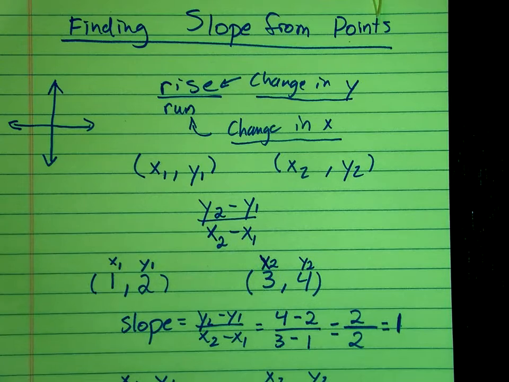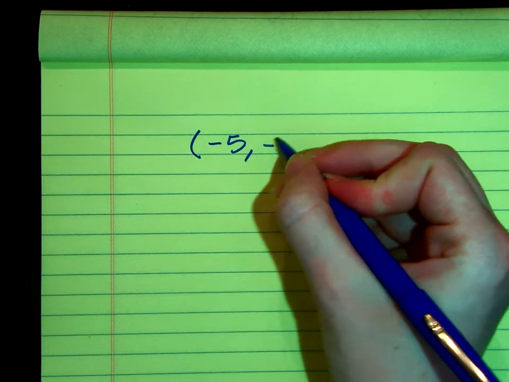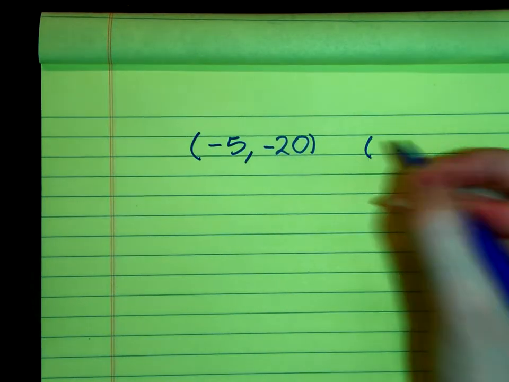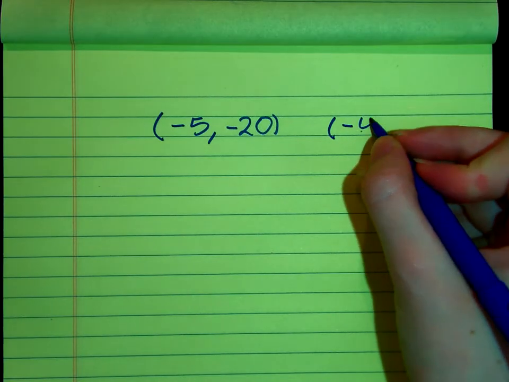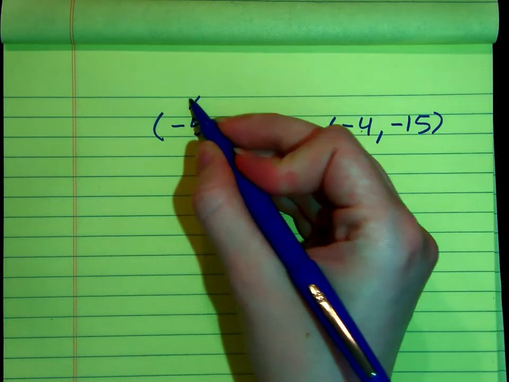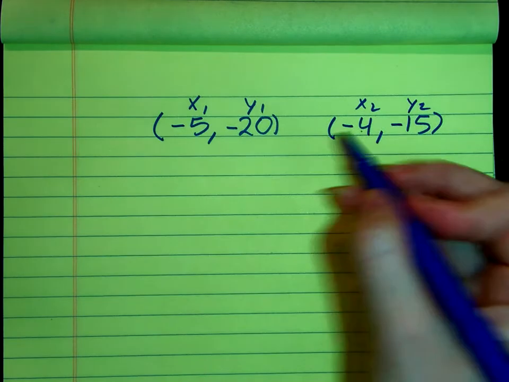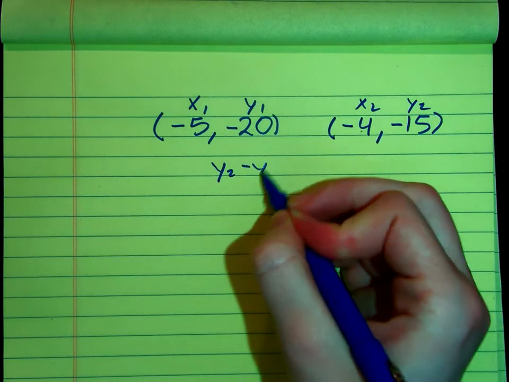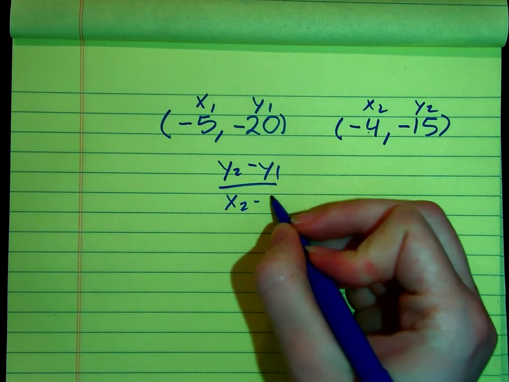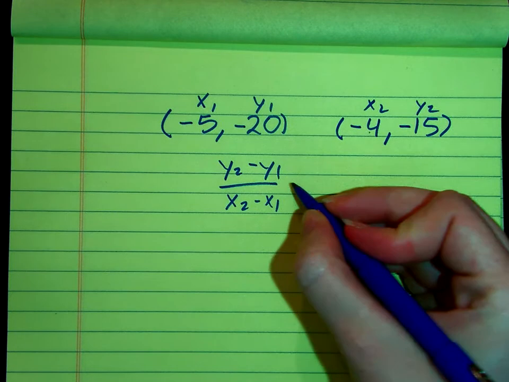Let's do a couple more examples together. Let's say I was given the points (-5, -20) and (-4, -15). Again, I'm going to go ahead and label my points x1, y1, x2, y2. Subtract y2 minus y1. I'm literally just going to go ahead and rewrite my formulas and label everything. If I label everything and rewrite the formula, there's not room for me to go wrong.